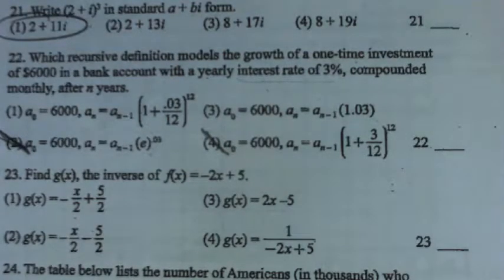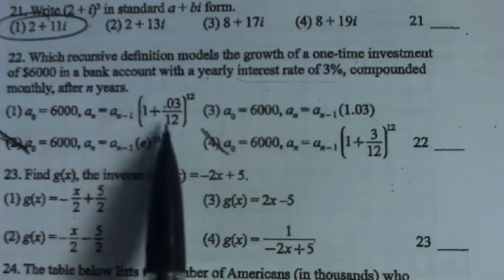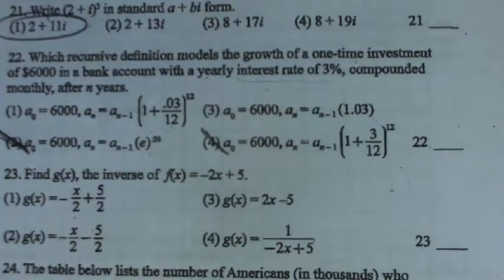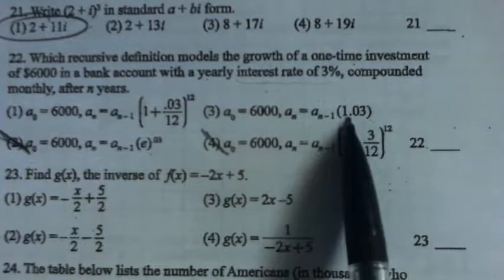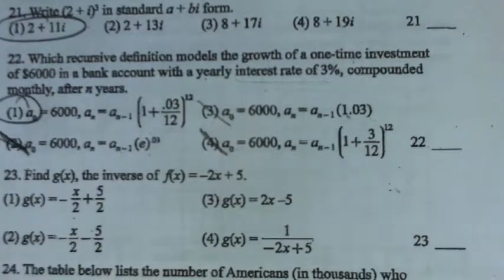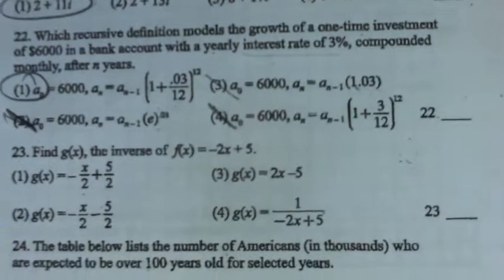And monthly is 12, and so if you know your compound interest formula, that's it. That's divided into the 12 parts. This is just earning 3% a year, no compounding involved. Just a one-time interest. So that is choice number 1. 23.